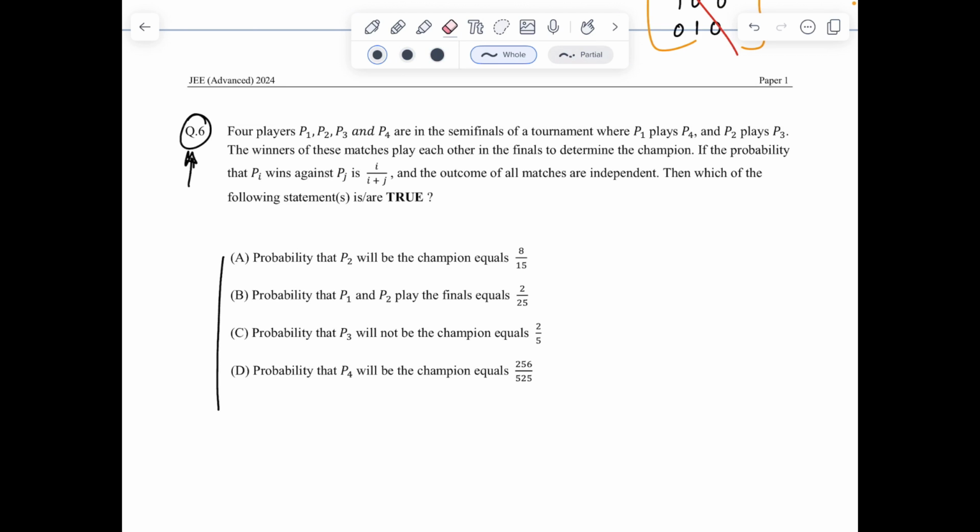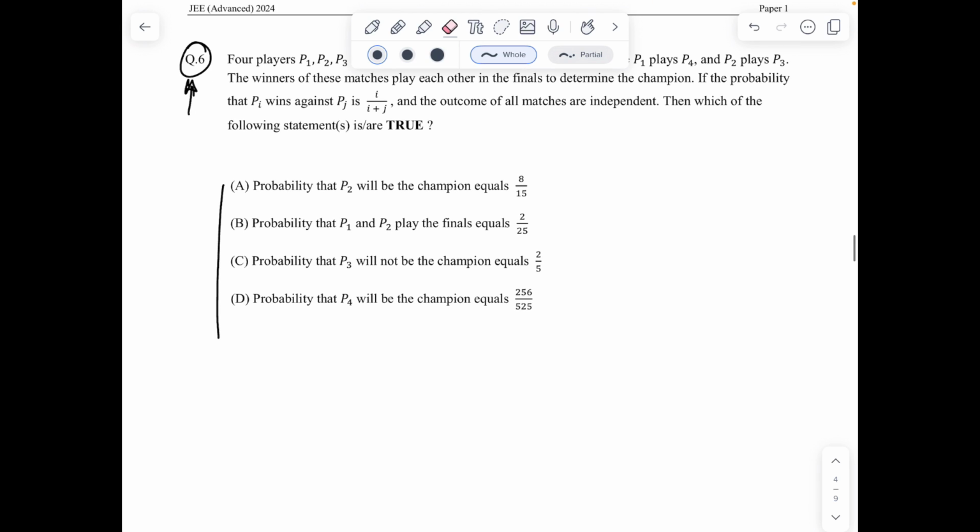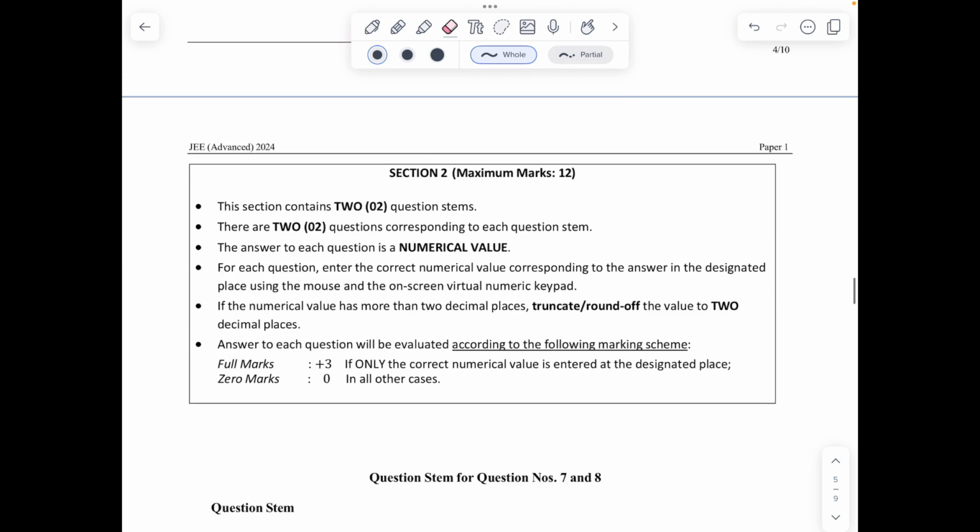Without even reading the question I can tell, because a similar problem was there. There is a knockout tournament, if you remember, in JEE Advanced. That's why I asked you to do the last 5 years very properly. So see how much help you'll get.